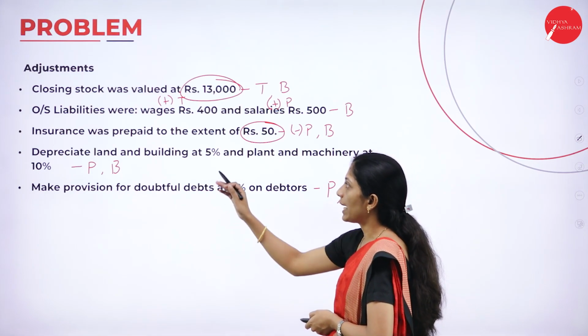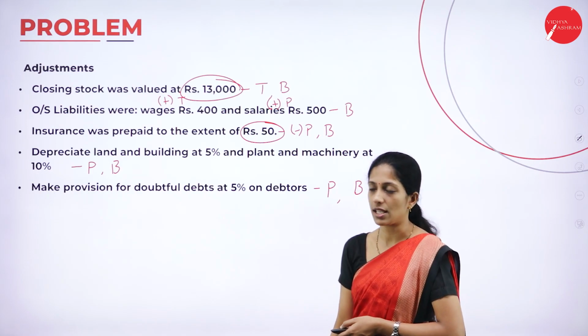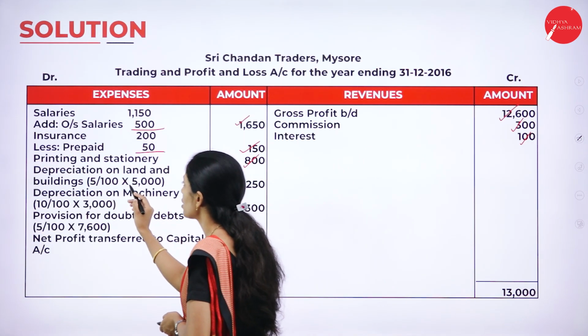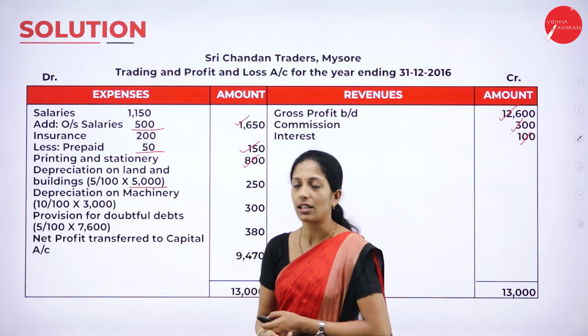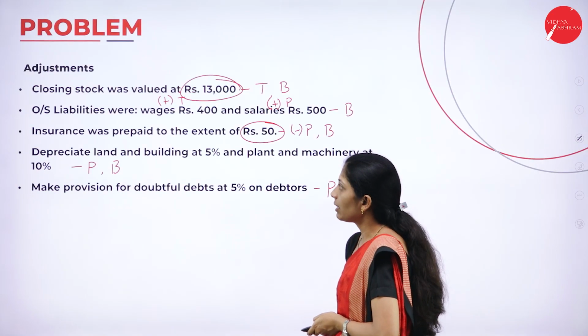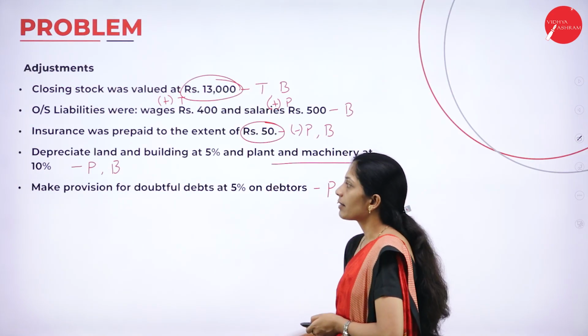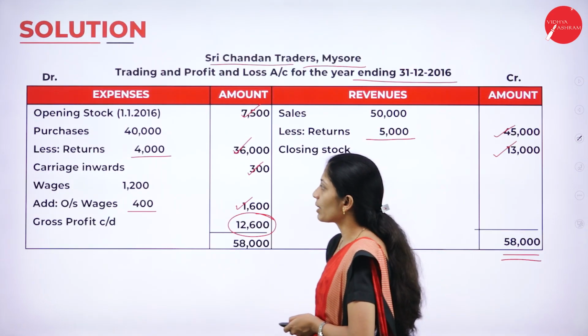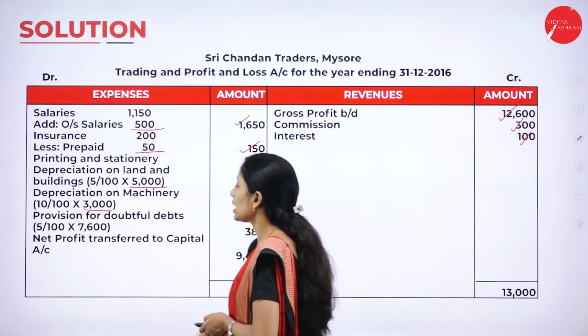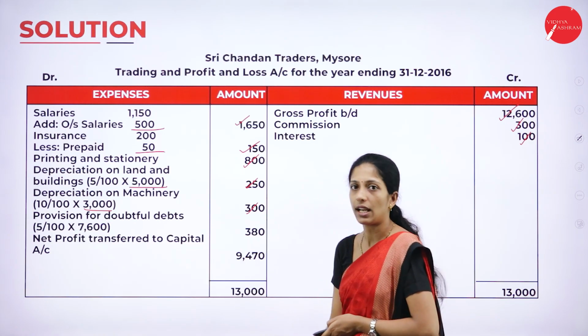So depreciation on land and building at 5%. Write depreciation on land and building. So value of land and building is 5,000 into 5%, so I will get 250. Next one, plant and machinery at 10%. So write depreciation on plant and machinery. So how much? 3,000 into 10%, that is 300.